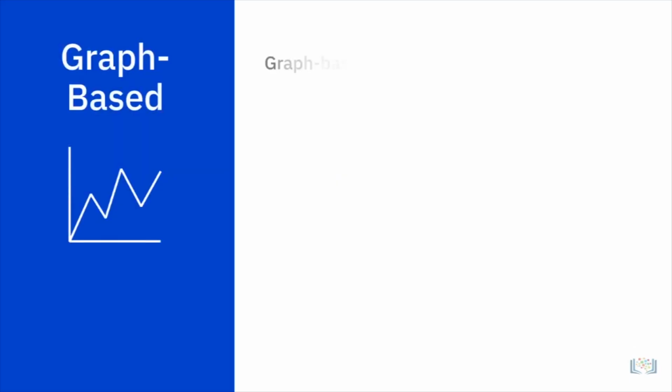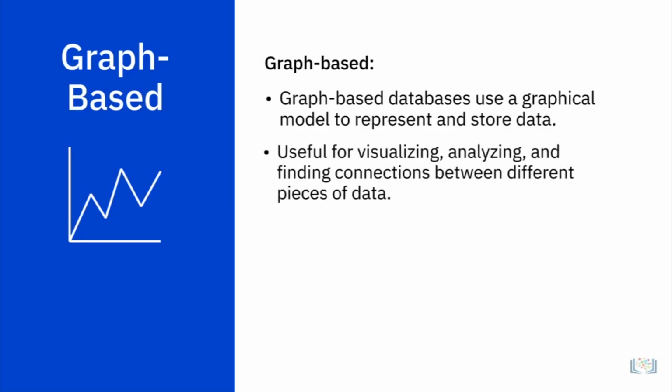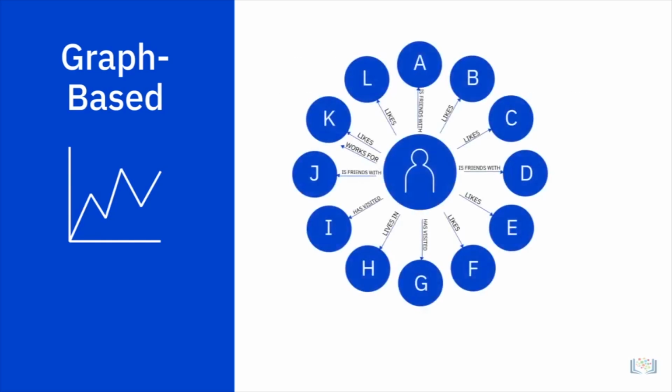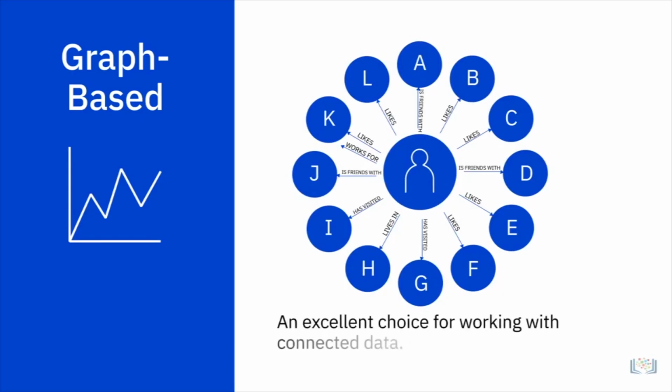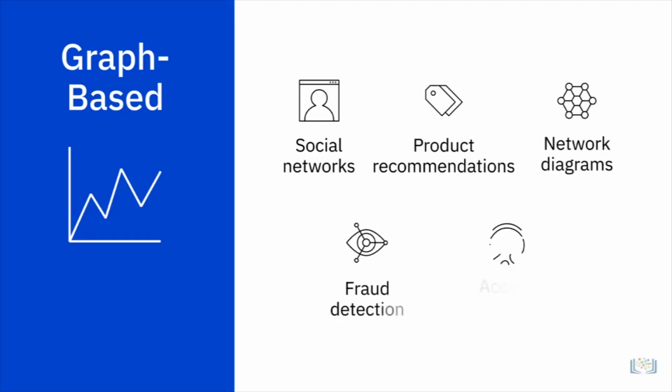Graph-based. Graph-based databases use a graphical model to represent and store data. They are particularly useful for visualizing, analyzing, and finding connections between different pieces of data. The circles are nodes, and they contain the data. The arrows represent relationships. Graph databases are an excellent choice for working with connected data, which is data that contains lots of interconnected relationships. Graph databases are great for social networks, real-time product recommendations, network diagrams, fraud detection and access management.